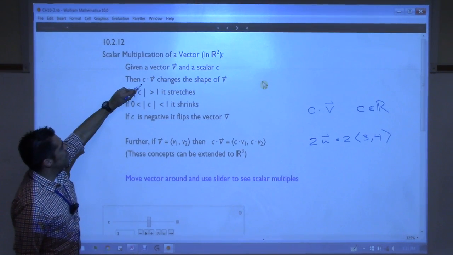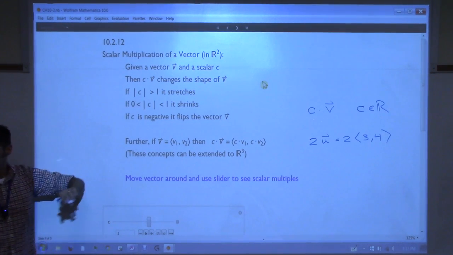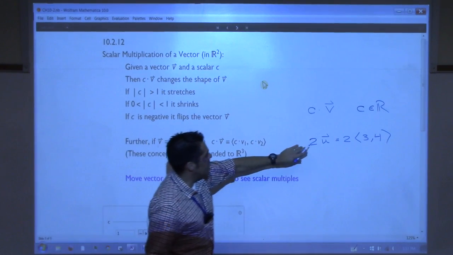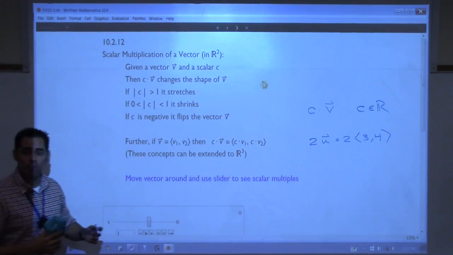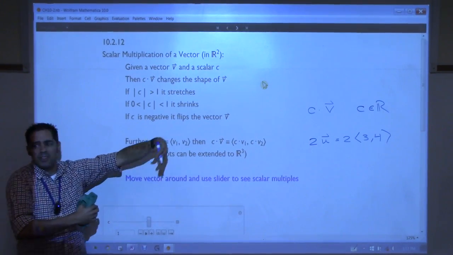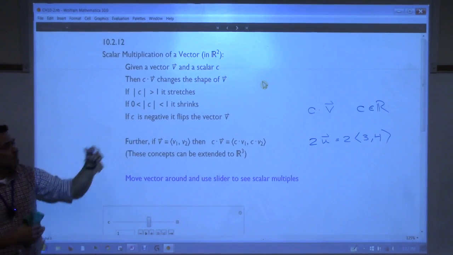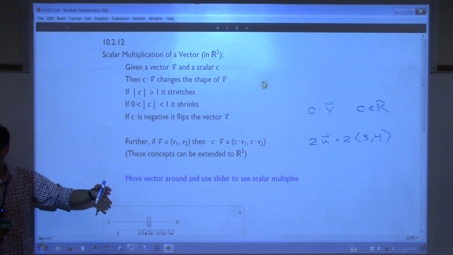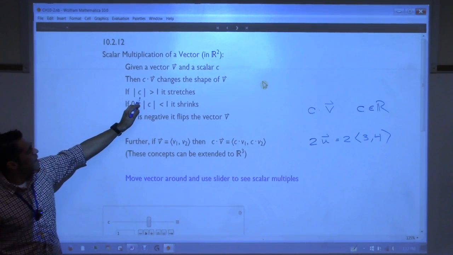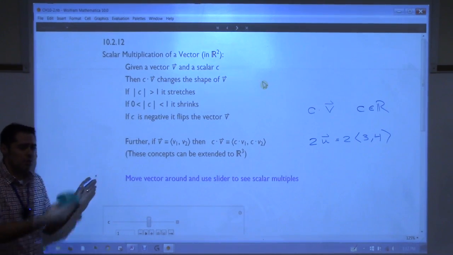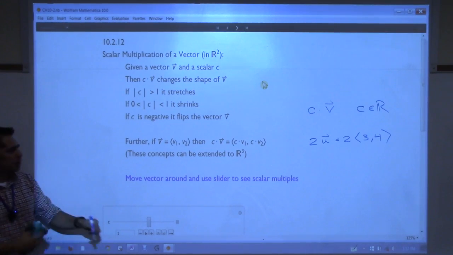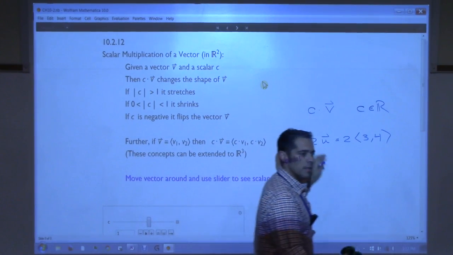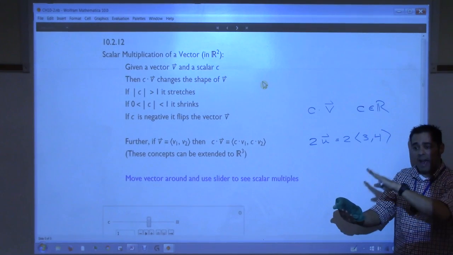It changes the shape. So if you take the absolute value of C, this number out here, if the absolute value is greater than 1, it's going to stretch this thing out, make it longer. If C is 2, it'll double the length. If C is 3, it'll triple the length. If the absolute value of C is between 0 and 1, it's going to shrink it. So if you put a 1/2 in front of a vector, it's going to be the same vector but half the length.